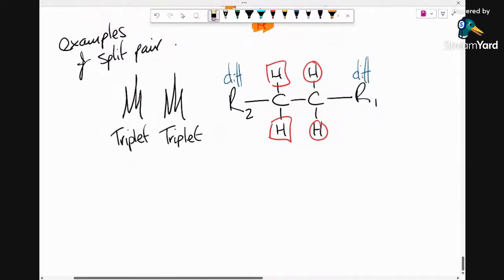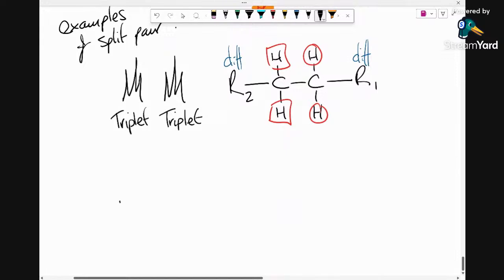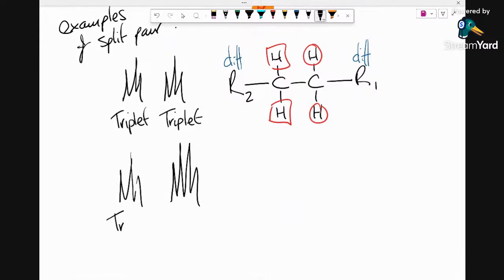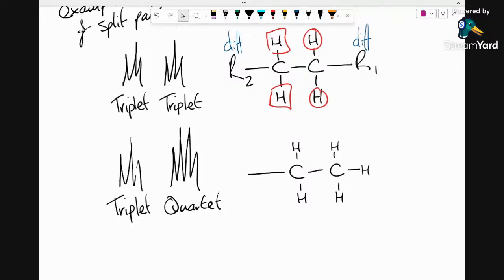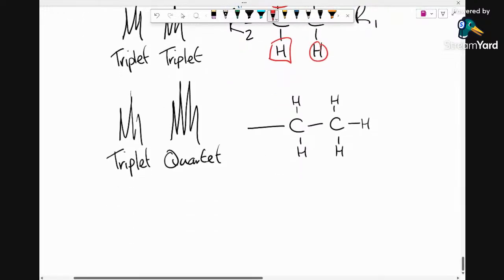The next one is another massively classic one, the triplet quartet. So the triplet quartet is another classic split pair. These guys are going to be the end of a molecule because this is going to be CH2CH3, and it is the end of a molecule. And it's interesting to then assign who's what, because I think the most common thing here is that people will put the quartet with that guy because there's more H's. This is not the case.